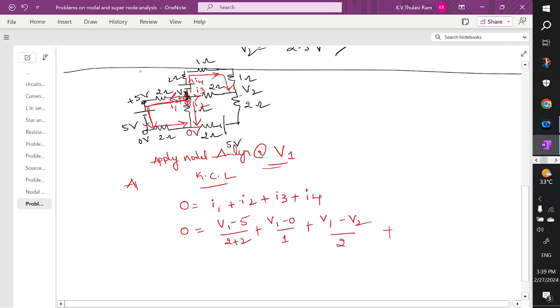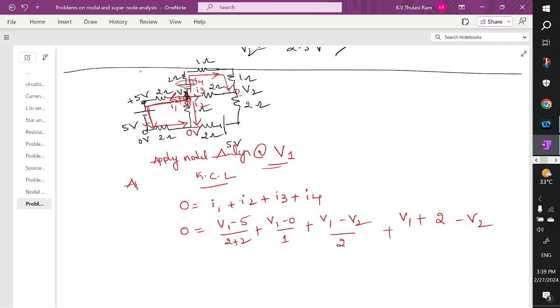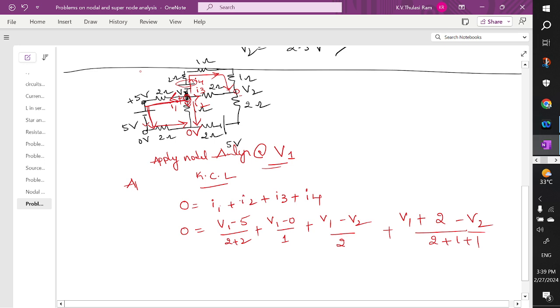How to write down I4? The current is flowing in this branch. So V1, current is leaving. What is the leaving polarity you are going to have here? Plus. So V1 plus 2, and it is reaching here V1 plus 2 minus V2 divided by 2 plus 1 plus 1. So this is how we are going to solve it.